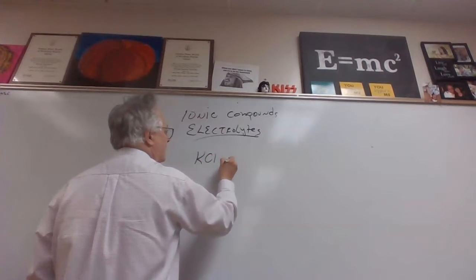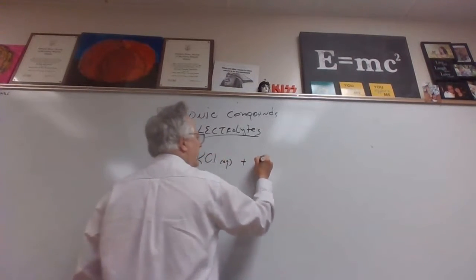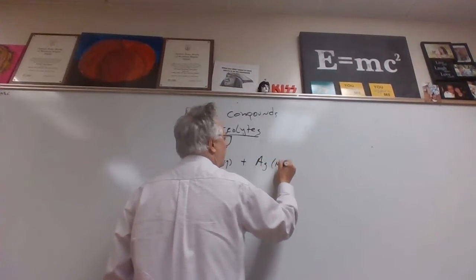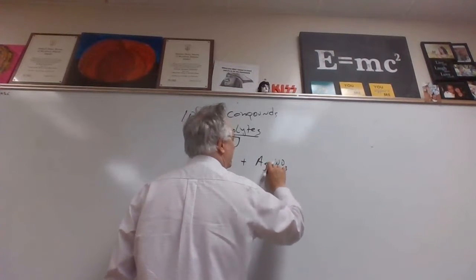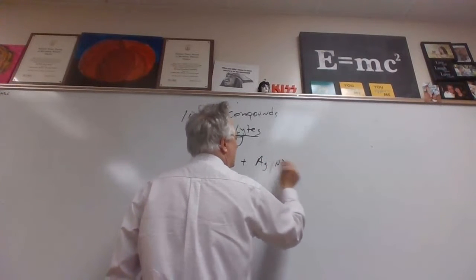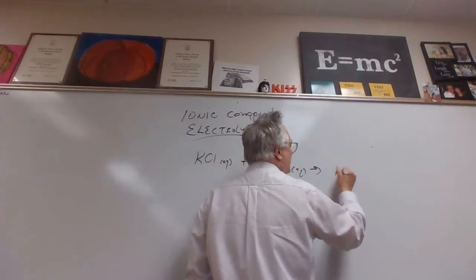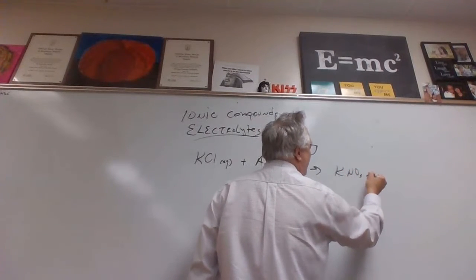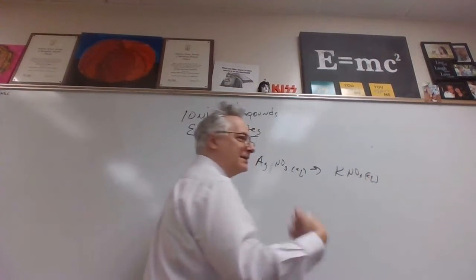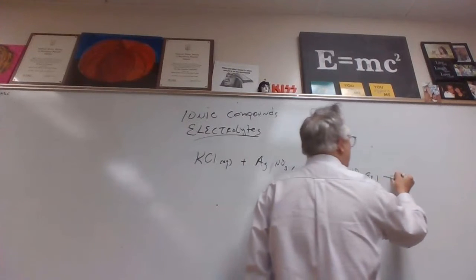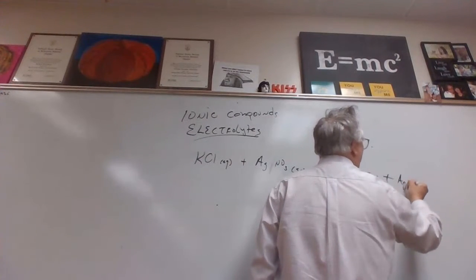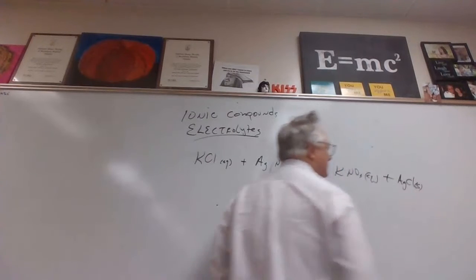KCl aqueous plus AgNO3, silver nitrate, aqueous, to give KNO3 aqueous. Aqueous means it's still dissolved. Plus AgCl, silver chloride, and that was a solid.